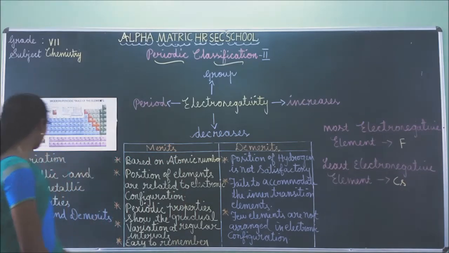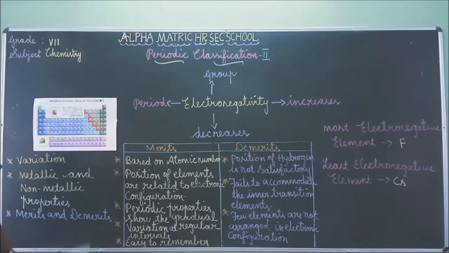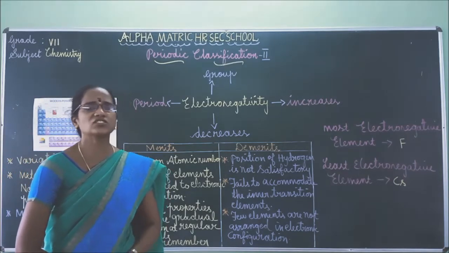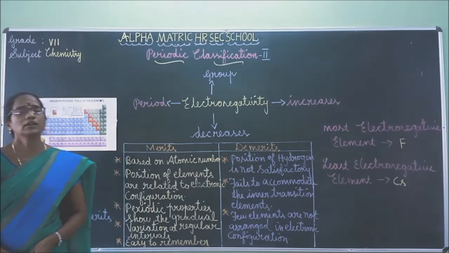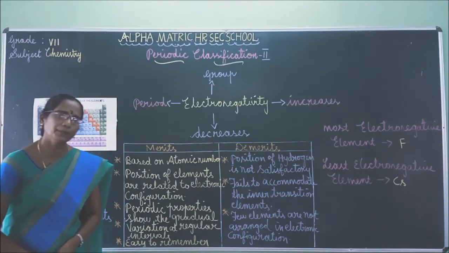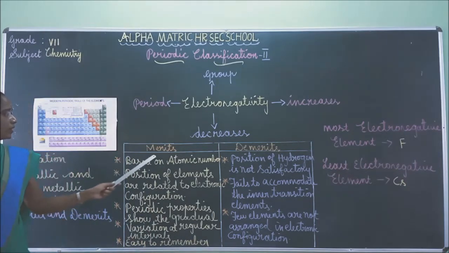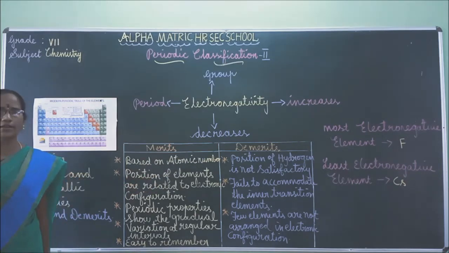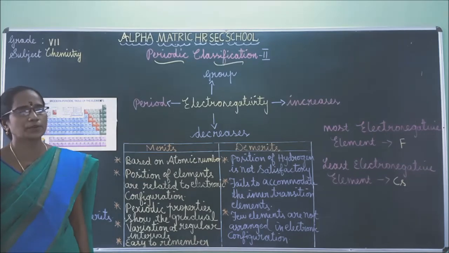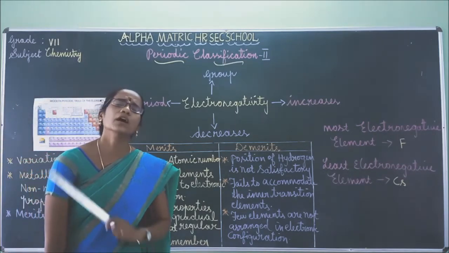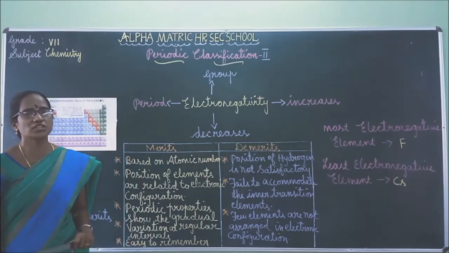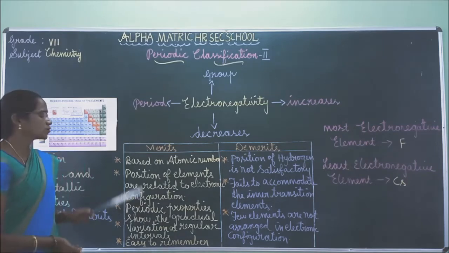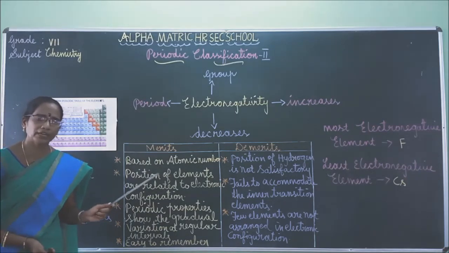Right. Next we can move to merits and demerits of periodic table. What are the merits, the advantages of periodic table? What are the disadvantages? First let us see the merits. Here all the elements are based on the atomic number. Already I told you there are 118 elements in the periodic table, and all the elements are arranged based on increasing atomic number, isn't it? So that is one of the merits of periodic table.